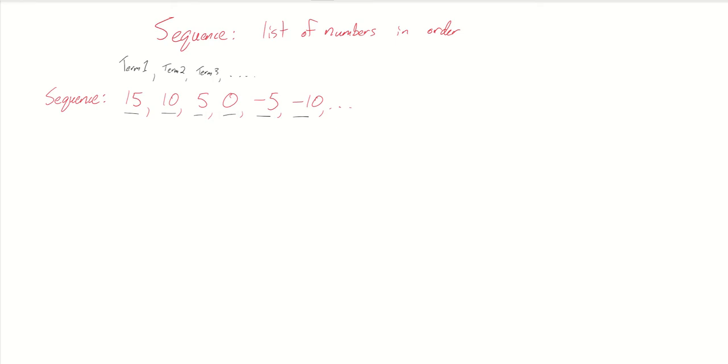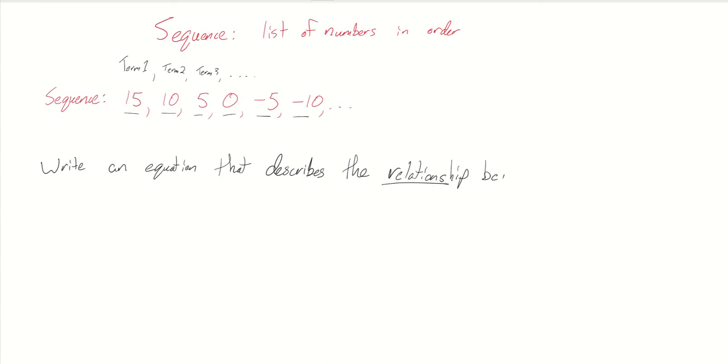So what I want to do with this particular example is write an equation that describes the relationship between the term number and the value of that term.